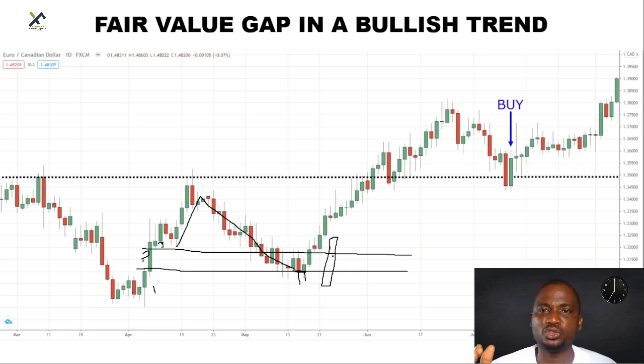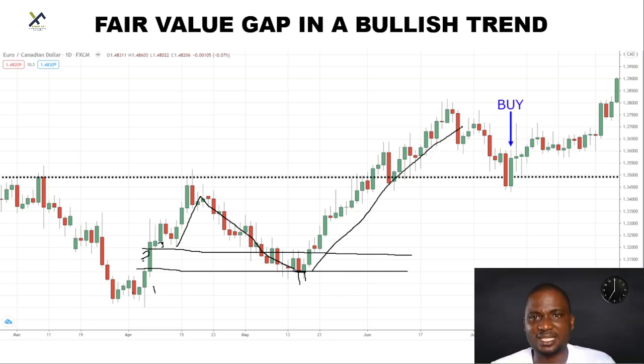And I want you to note, whenever a fair value gap is not respected by the market, it gives you a signal of reversal in price movement. But whenever the market trend respects the fair value gap, it gives you a continuation pattern, telling you that the pattern, though disrupted, will still bounce back and continue in its previous pattern.